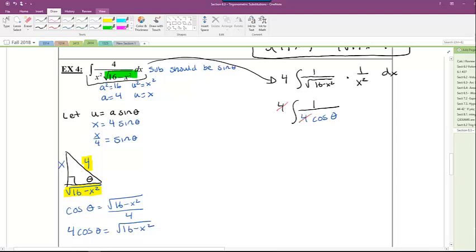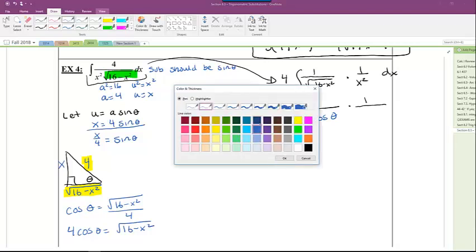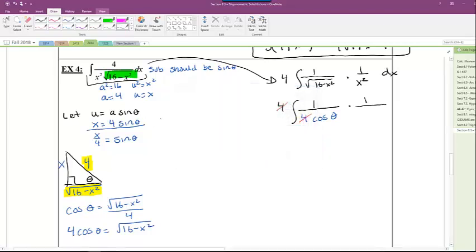I'm already going to go ahead and cross out the 4's because I know that those will cancel. Then I need to multiply that by 1 over x squared. Well, if x was given to be 4 sine of theta, if I square that, x squared is just going to be 16 sine squared theta. So I have 1 over the cosine of theta times 1 over 16 sine squared theta.